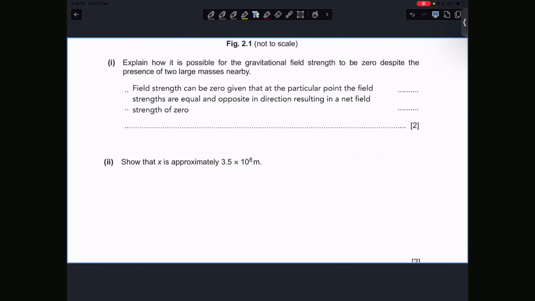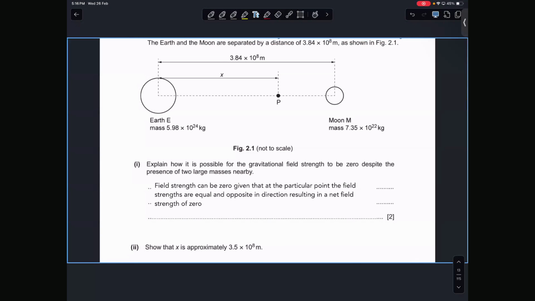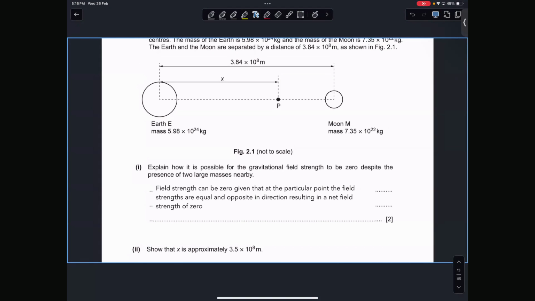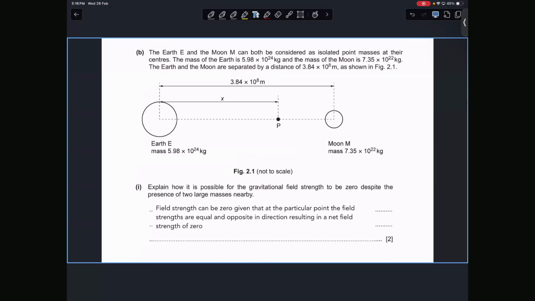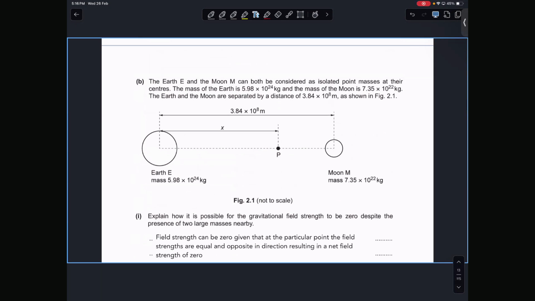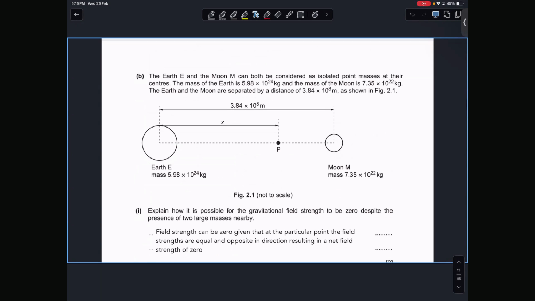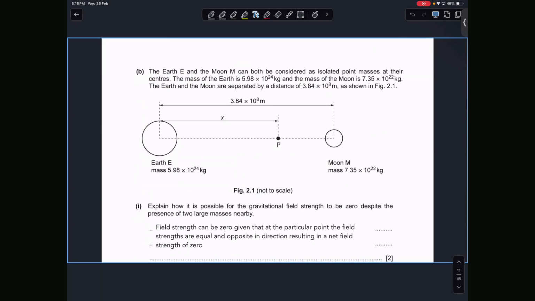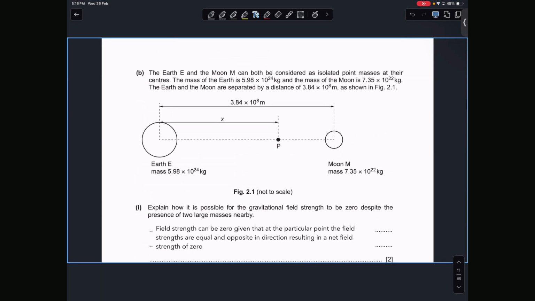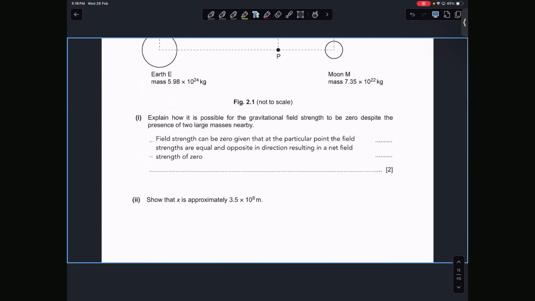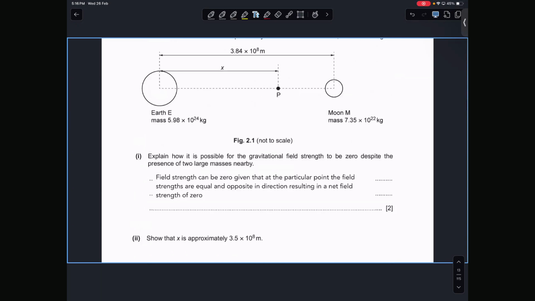Okay, next it says show that x is approximately 3.5 × 10^8. You couldn't do this? We did it in class. How do you do this? What do you do here? It says p is the point where your field strength is what? Here it says the distance is provided, and isolated masses. What else is given here? Earth and Moon separated by this. Show that x is approximately that.